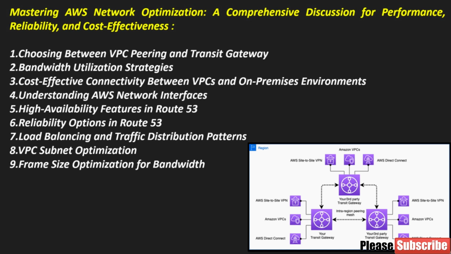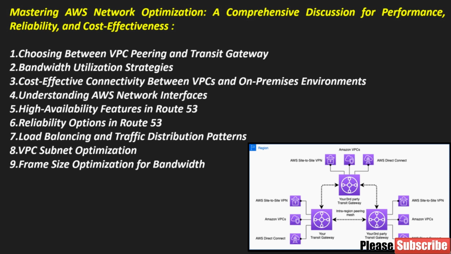Finally, we have frame size optimization for bandwidth. Optimizing frame sizes across the different connection types is very essential for maximizing bandwidth efficiency. Here we need to explore some of the considerations for adjusting frame sizes based on connection types, protocols, and network conditions to ensure optimal data transfer performance.